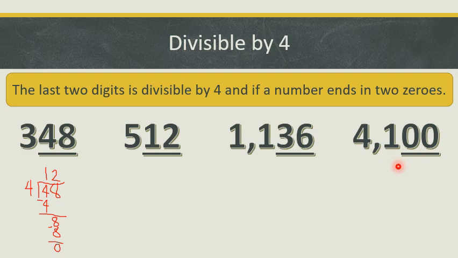So, paano naman to? So, 4,100. So, nagtatapos siya sa dalawang 0. So, nakita nyo dito yung pangalawang rules natin sa divisible by 4. If a number ends in 2 zeros, siya po ay divisible sa 4. So, since ang 4,100 ay nagtatapos sa dalawang 0, so siya po ay automatic na divisible sa 4. Kahit yung 200, yung 300, yung 900, dalawang 0 siya nagtatapos, so siya ay divisible sa 4.